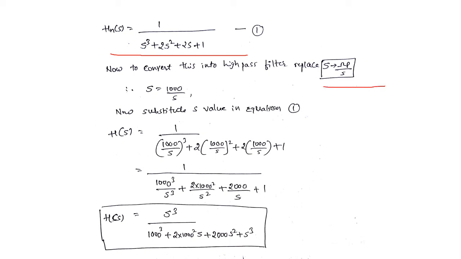You can refer to the table. So omega p value is 1000. So s equal to 1000 by s. Substitute this in equation number 1 and simplify. We'll get h of s equal to s cube divided by s cube plus 2 into 1000 s square plus 2 into 1000 square s plus 1000 cube. This is the transfer function of the high pass filter.